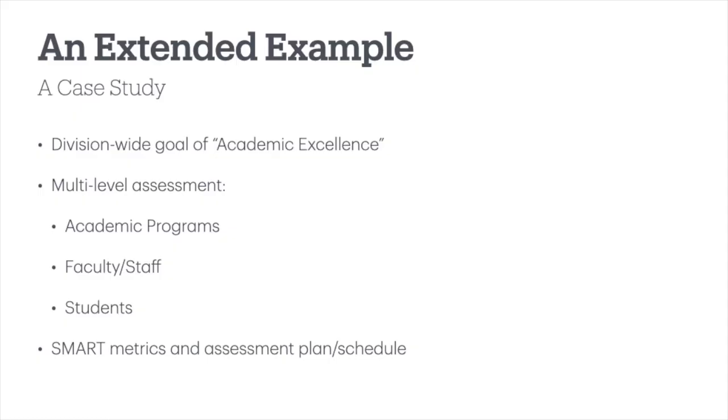For instance, for academic programs, we operationalized academic excellence to mean that we have academic programs that are high in demand in the market, academic programs that are accredited by regional or professional accrediting bodies, as well as academic programs that are recruiting healthy and stable enrollments over time. Three measures that could easily be quantified and tracked.